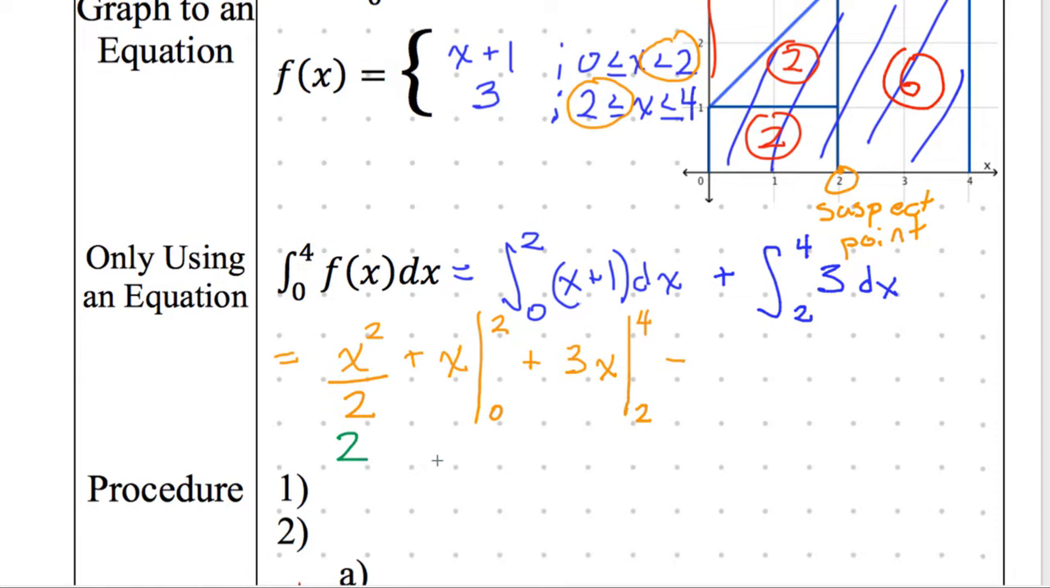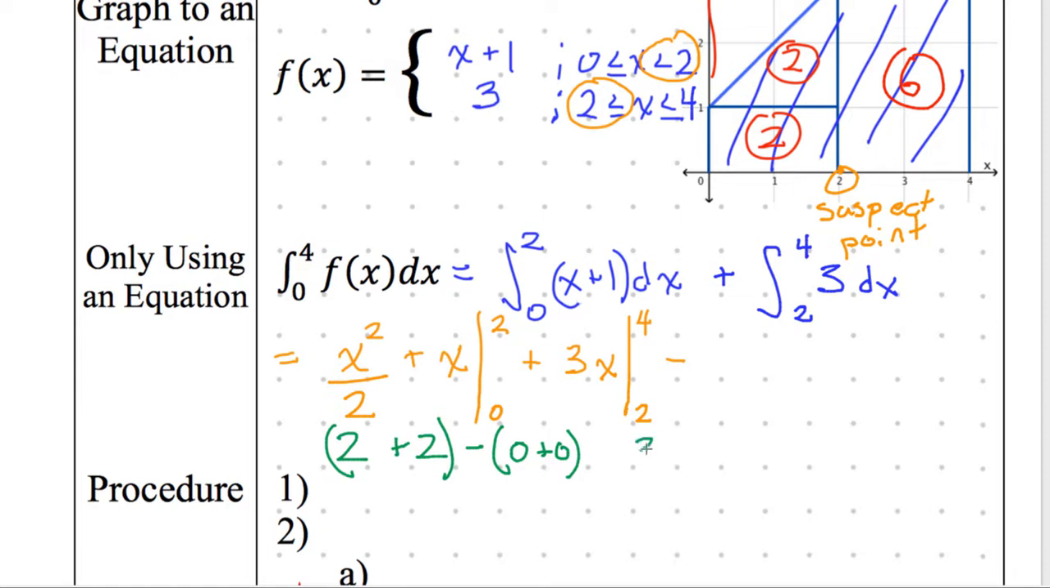2 plus 2. 2 plus 2, yep. So equal 4. And then I'm going to subtract what? Minus 0. 0 plus 0, yep. Okay, that was this piece, and now let's do the other piece of the piecewise function. 3x evaluation bar between 2 and 4.